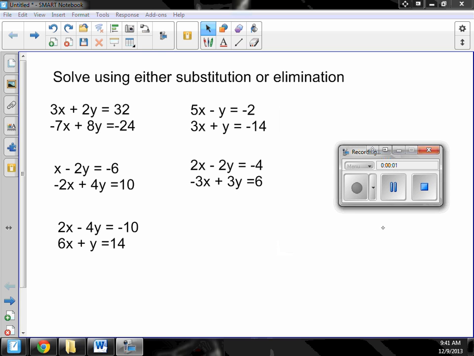So substitution and elimination should be review from last year. It is good to know how to do both, but you don't need to do both on each problem. You just need to do one or the other. So looking at the first set of equations, would it be better to do substitution or elimination?